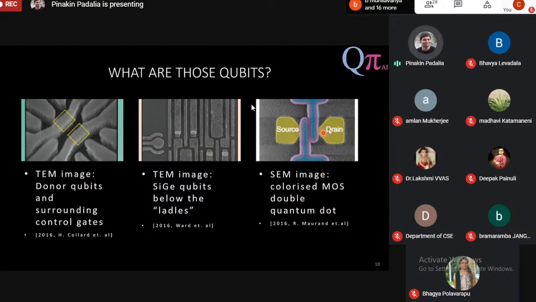And lastly, of course, is the standard source, drain, and gate-based structure, which is becoming very popular these days because of the ease of manufacturability. The fabrication labs are very happy because they don't have to make a lot of changes in the fabrication process to come up with these designs for MOS-based qubits. This is a scanning electron microscope image, but it is color-coded so that you can tell the difference between the source and the gates.